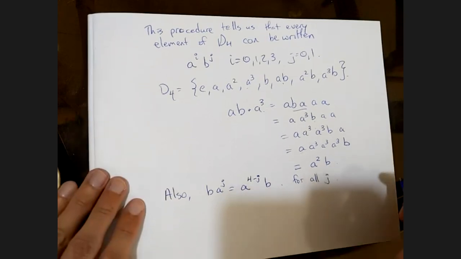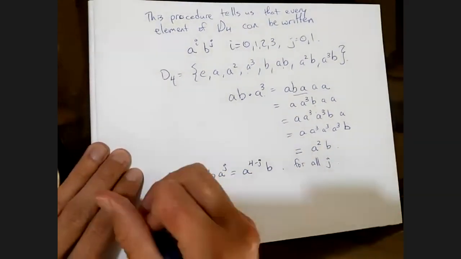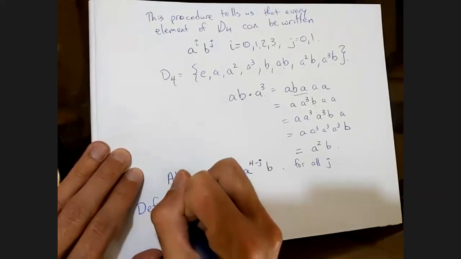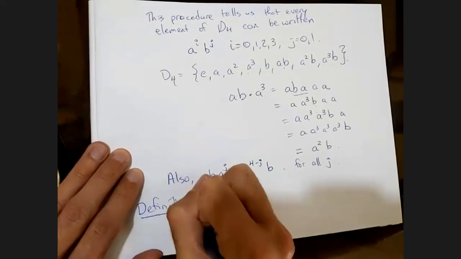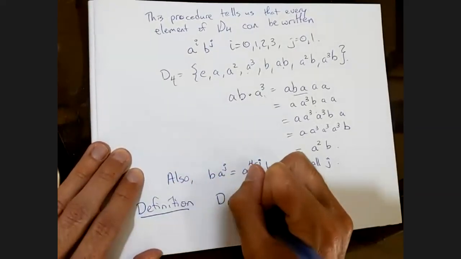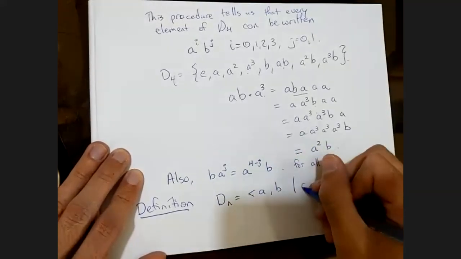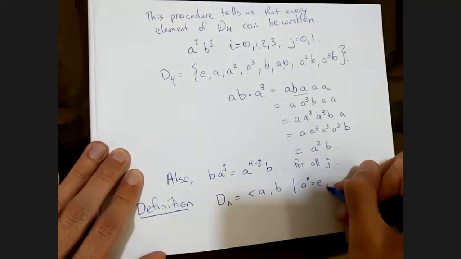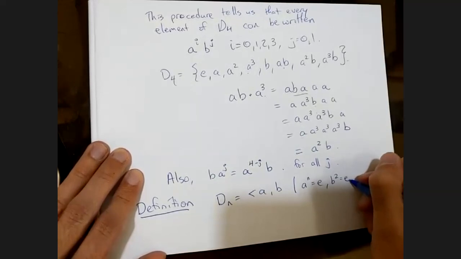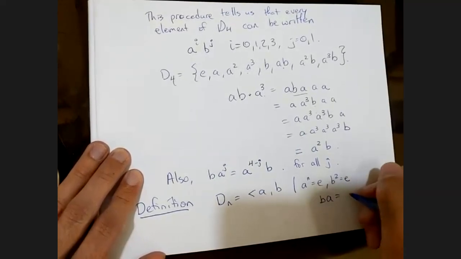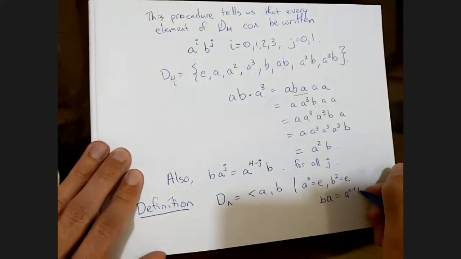And before we leave, we can define a more general group. Dn is going to be generated by A and B. It's going to satisfy A to the n is the identity, B squared is the identity, and BA is A to the n minus 1 B.